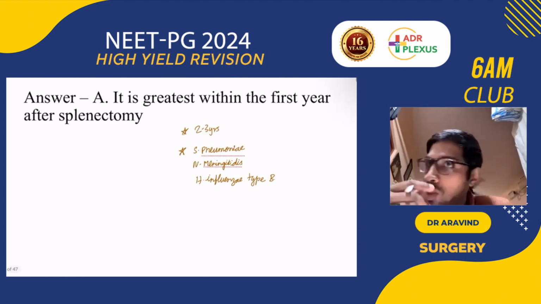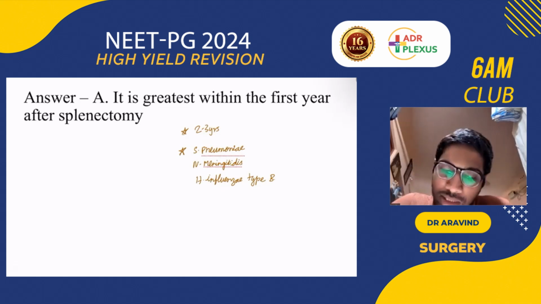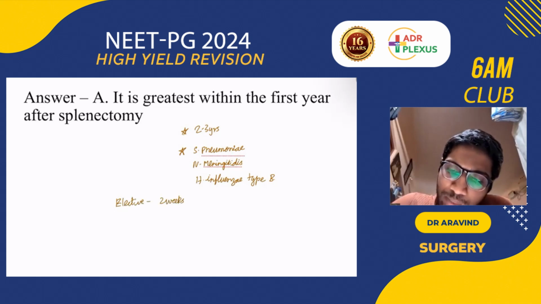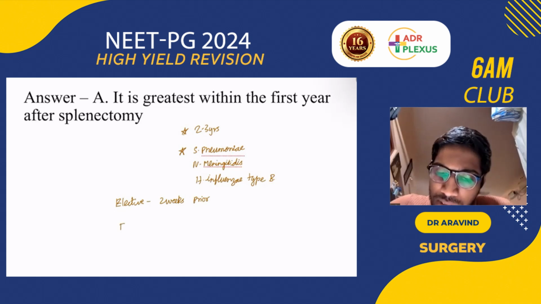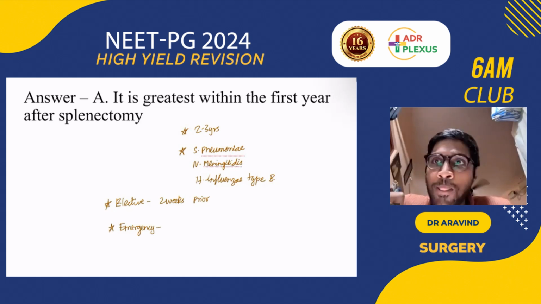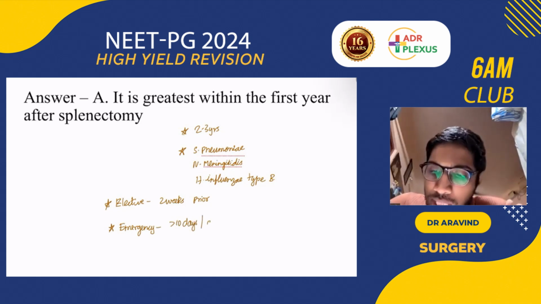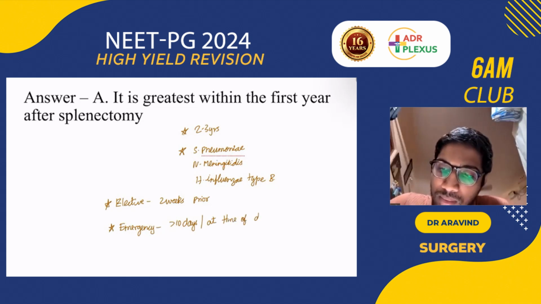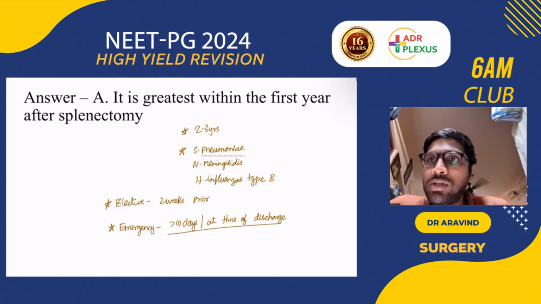When do you give vaccination in elective cases? 2 weeks prior to surgery. And in emergency, when do you give it? After 10 days, that is, on post-operative day 10, or at the time of discharge, whichever is earlier.